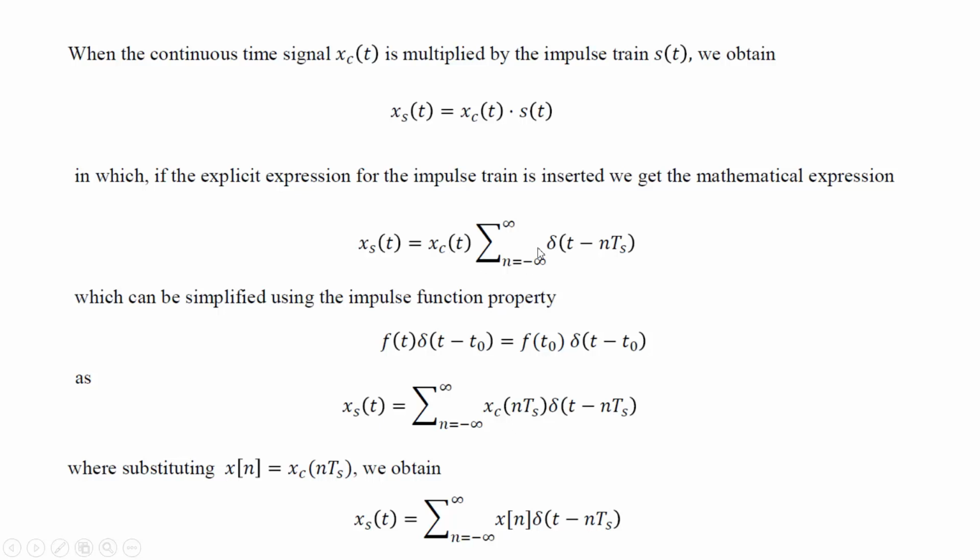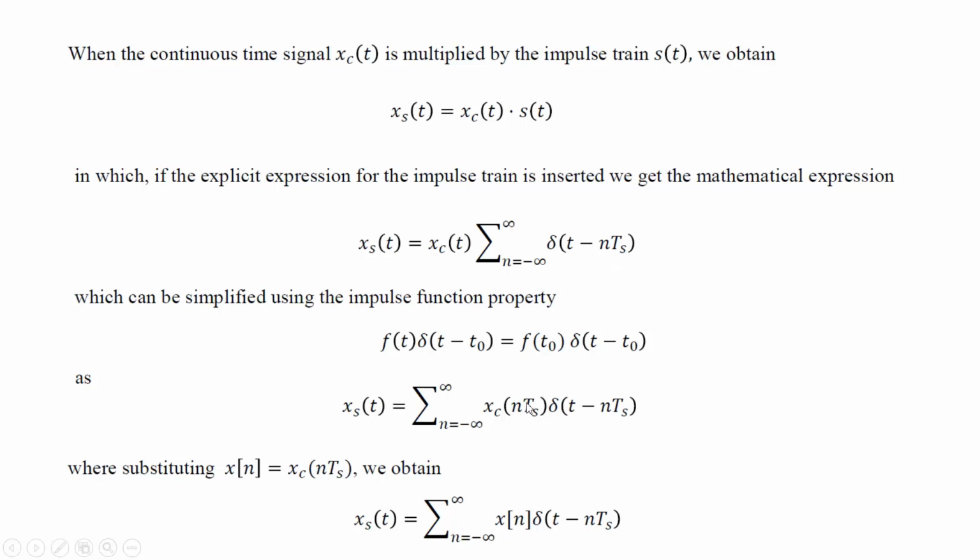What is t0 in our case? T0 is nTs. If you compare these two expressions, you will see that t0 is n capital Ts. So our f(t0) will be xc(nTs) and delta(t - nTs), because t0 will be equal to n capital T sub s.